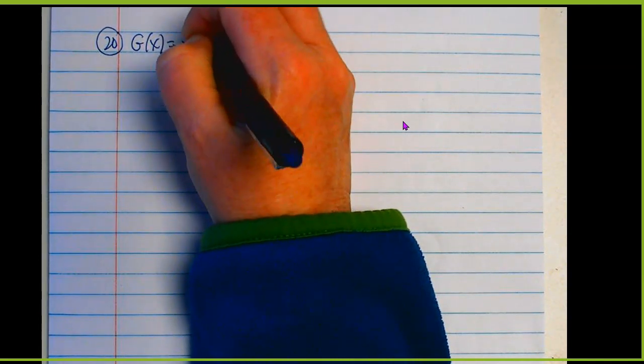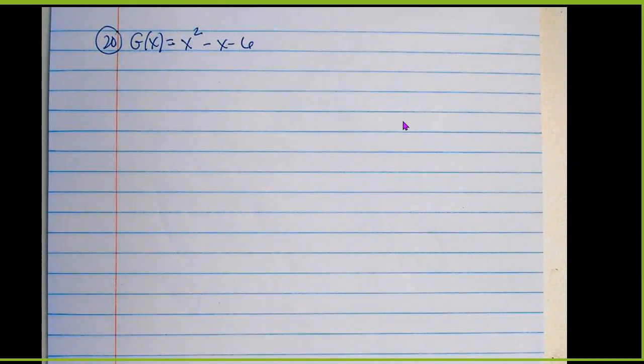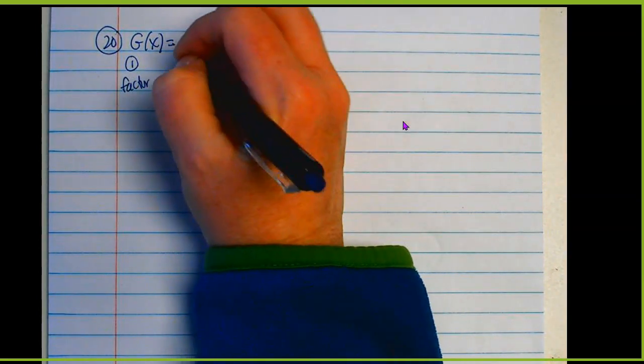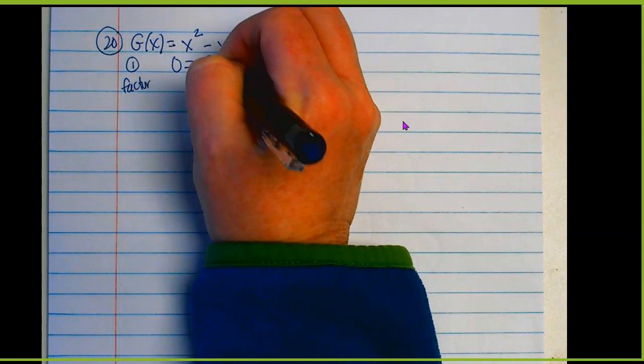20. Okay, page 235, and which number? 20? Okay, so in number 20, we're given a function. It doesn't matter what they call it. This is g, x squared minus x minus 6. So we're going to do both of those things. Okay, number one, we're going to factor it. So we're going to go 0 equals x squared minus x minus 6. What are factors of 6 that subtract and make 1?